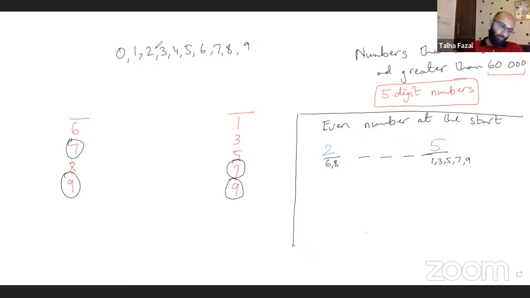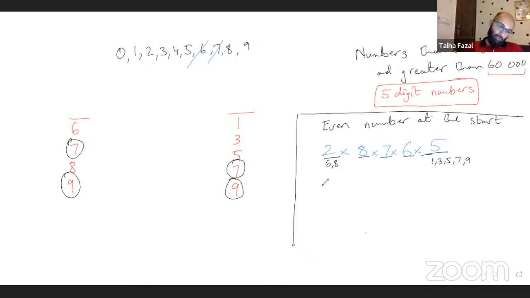So I have selected two numbers so far. Let's say it is 6 and 7. So I'm left with 8 other numbers. So I can fill this spot with 8 ways, this spot with 7 ways, and this spot with 6 ways, right? So these are the number of ways you can get odd numbers which are greater than 60,000 that begin with an even number. All right.